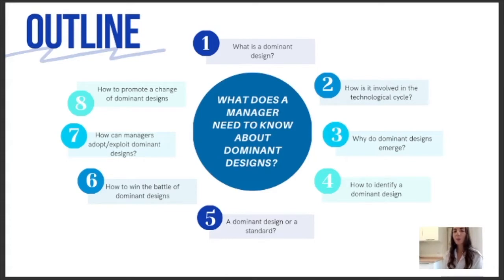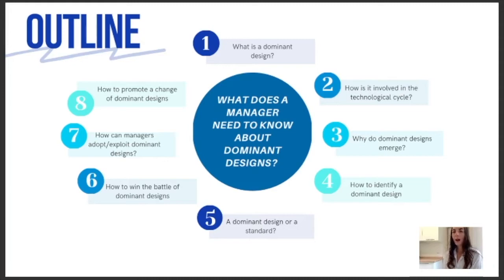So starting from point 1, what is a dominant design? Point 2, how is it involved in the technological cycle? Point 3, why do dominant designs emerge? Point 4, how to identify a dominant design? Point 5, a dominant design or a standard?